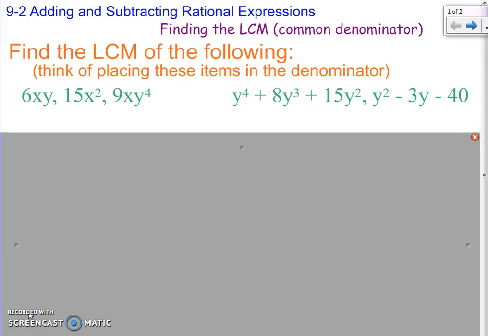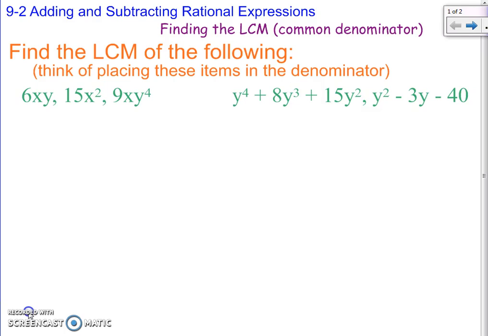All right, so we are going to jump into looking at adding and subtracting. This one is a little bit more time intensive, only because we have to find common denominators. So we're just going to start with this whole common denominator piece today before we dive into adding and subtracting the fractions. They're going to ask you to find the LCM, which is really just finding the common denominator.